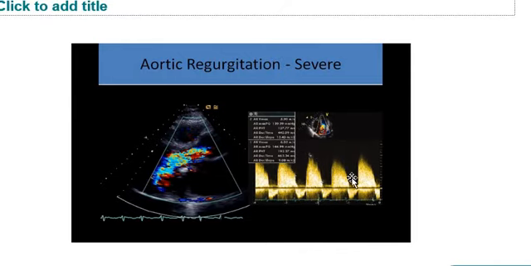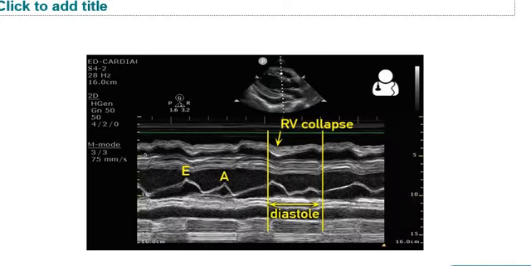Similarly, if we put the Doppler mode in the pulse wave and the continuous wave, we can easily see the aortic VTI, and we can measure the jet or the velocities of the aortic VTI, and we can easily assess the severity of the aortic regurgitation. So this is another abnormality where, instead of the right ventricular muscle which is thick and in a straight line, we can see the RV is slightly collapsed on the M mode, and posterior to the left ventricle we can find some collection, which is called pericardial effusion.